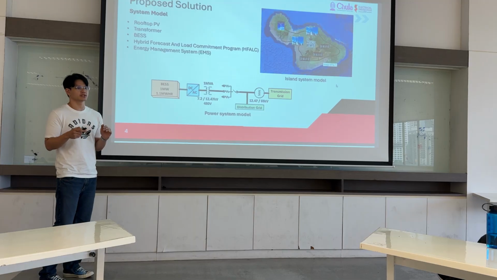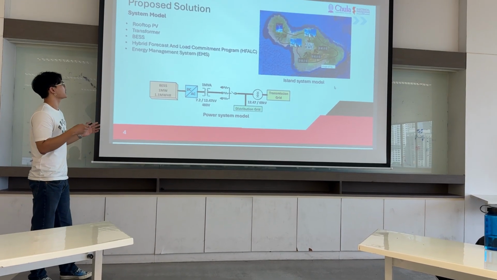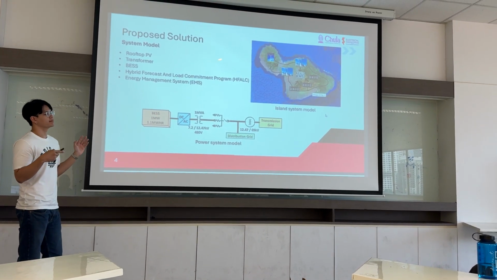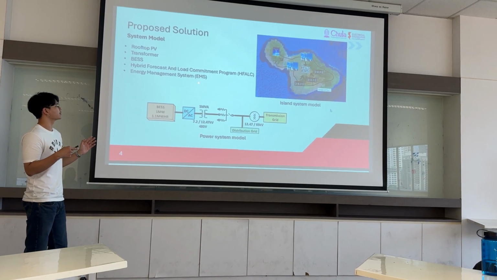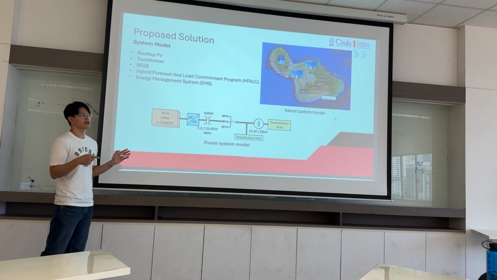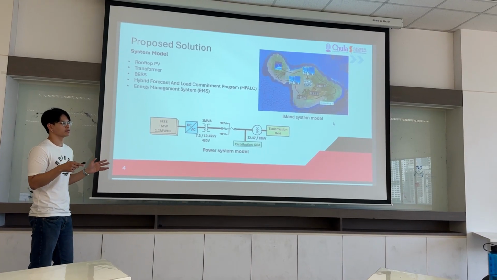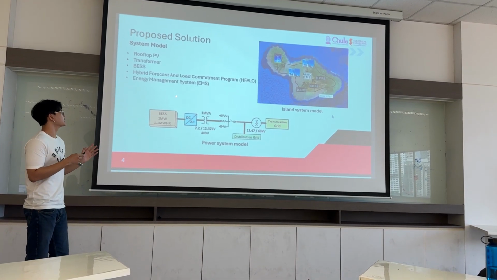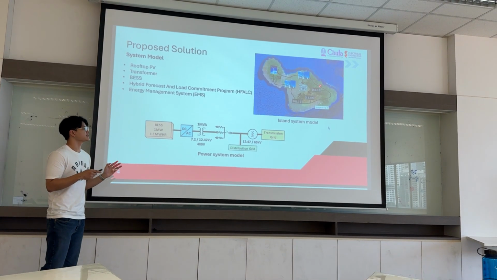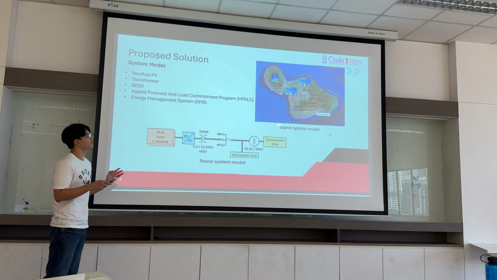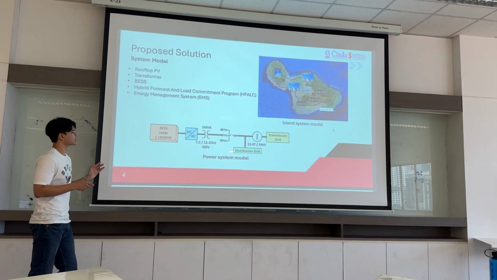Next is the proposed solution. This is our system. We have a rooftop PV, transformer, BSS, and the hybrid forecast and load commitment program, or HFALC. This is the main central hub that is used to control the forecasting method. And the energy management system, EMS, is used to control the BSS of the island grid. And this is our power system model.